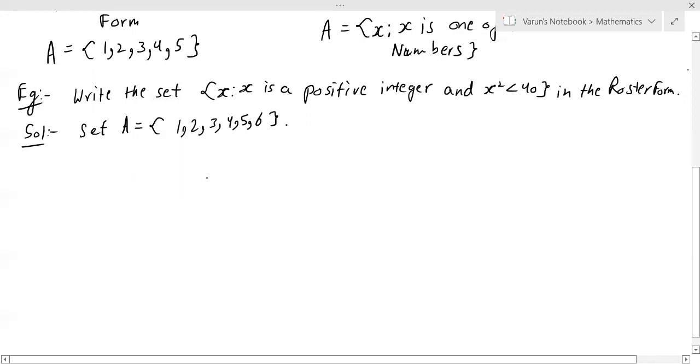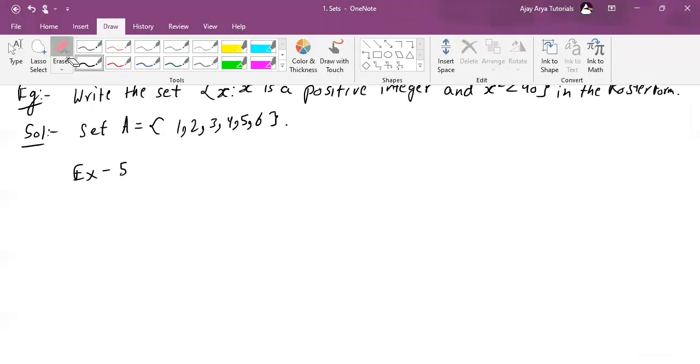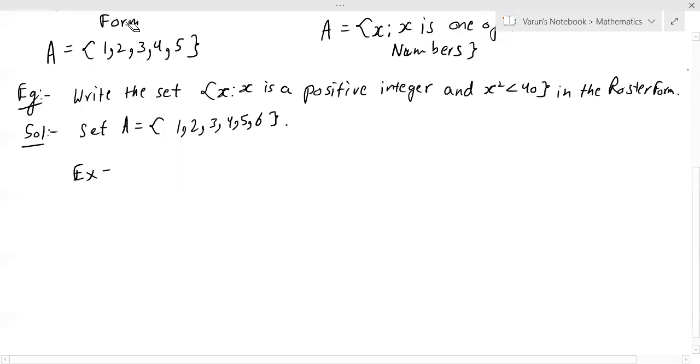We'll move forward. So the first exercise is based on that. You can go through it or you can totally ignore it. It's not a problem if you don't do this exercise, okay? Because it is based on set builder form and roster form. It's not a big deal. You can go through it yourself.